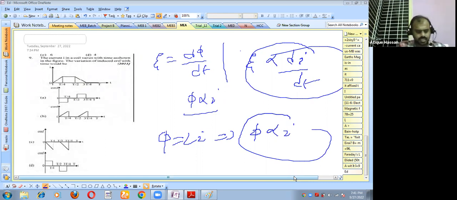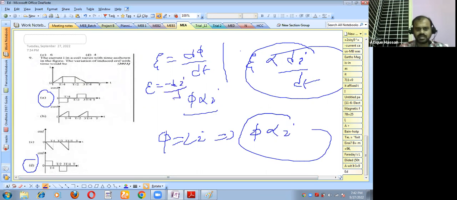But let us check option A also. E is equal to minus d phi by dt, right? Opposite of that. So the correct answer should be A, right? You have considered only magnitude. If you see the options, A and D are both similar. But if we know that EMF is minus L di by dt, right? Getting my point? So it should be A.